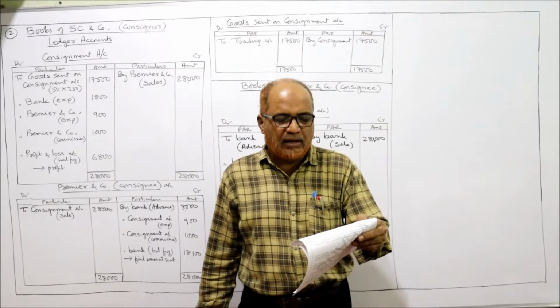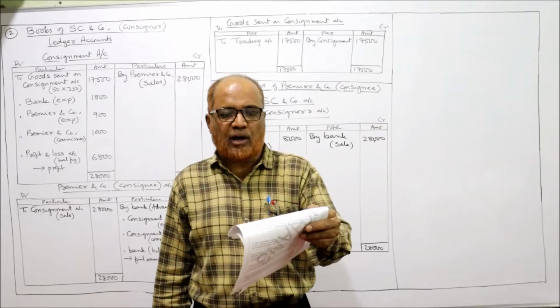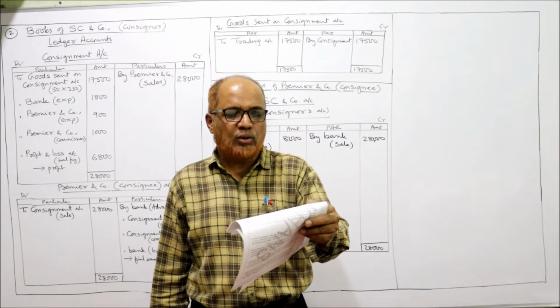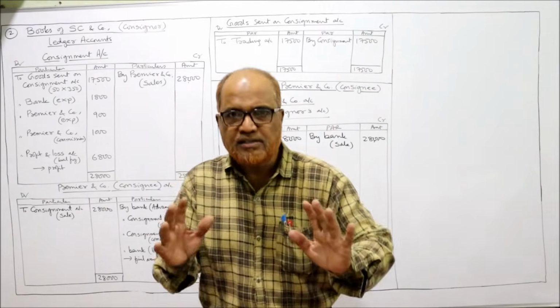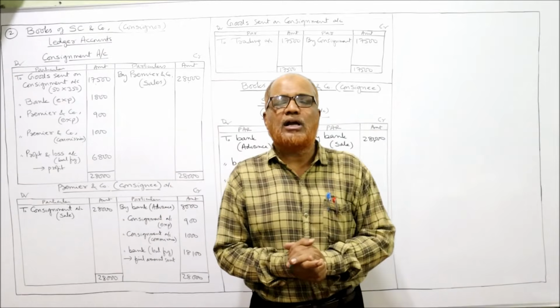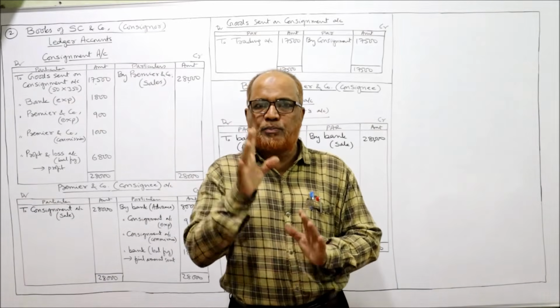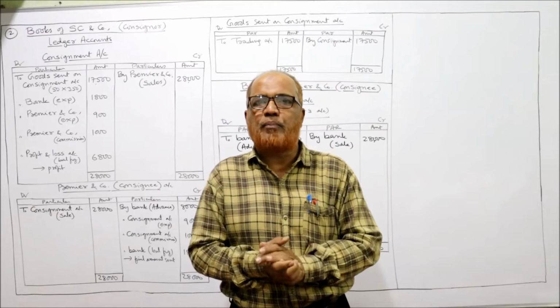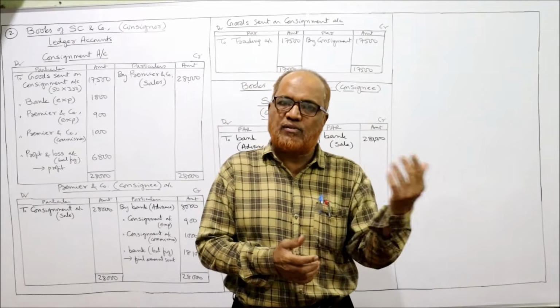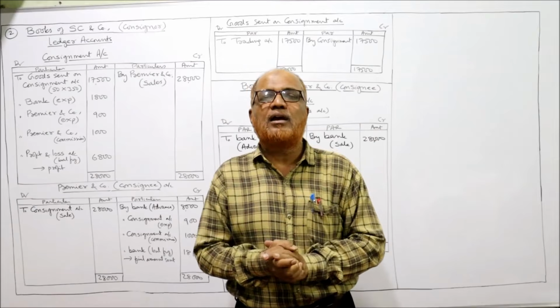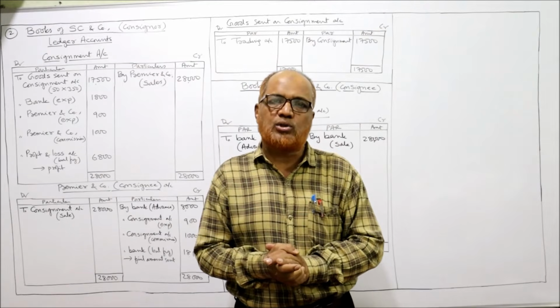Then from the above particulars, prepare the necessary ledger accounts in the books of the consignor and those of the consignee. See, in this problem we are not asked to pass journal entries like the previous problem. In the very first problem, we passed journal entries in the books of the consignor and in the books of the consignee. But here we are required to make the ledger accounts.